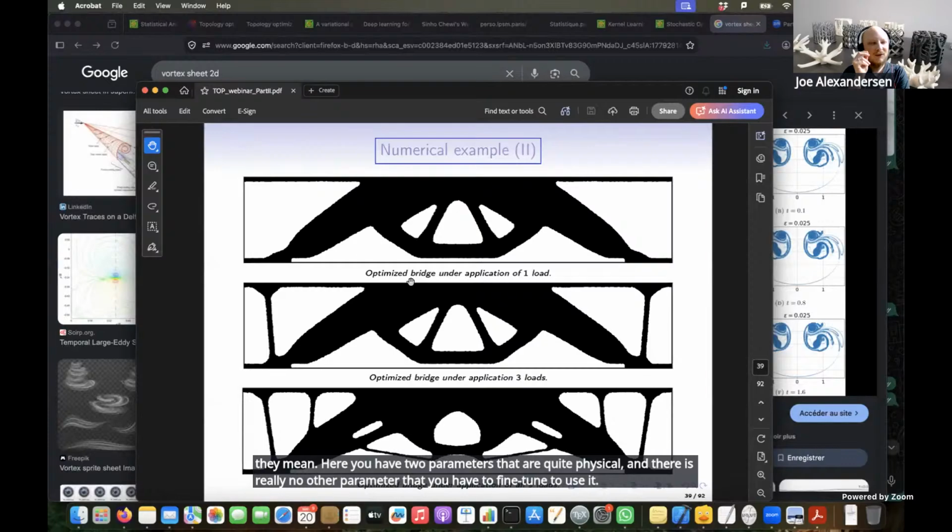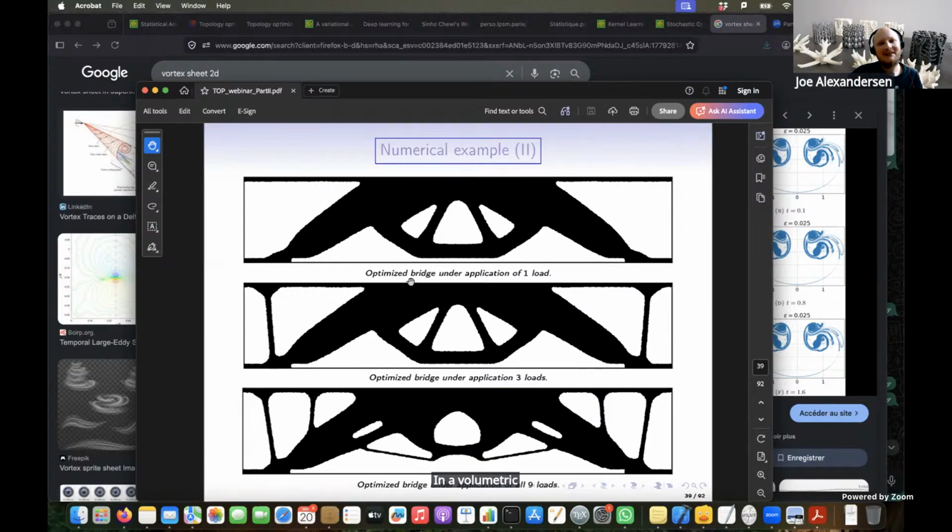But do I understand correctly that the design variables that you're updating are still the level set function in some sense, but you're using the shape gradients in a volumetric sense somehow? Yes. Okay, now I get it.